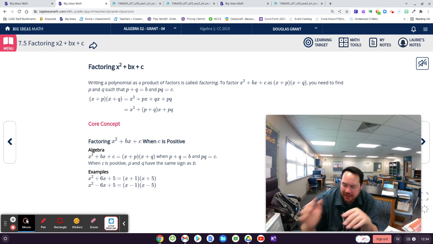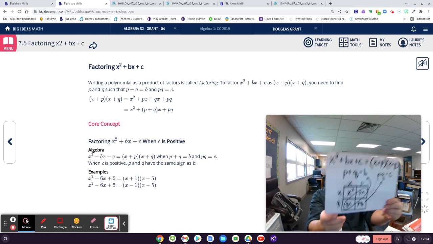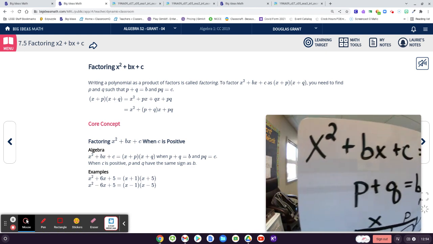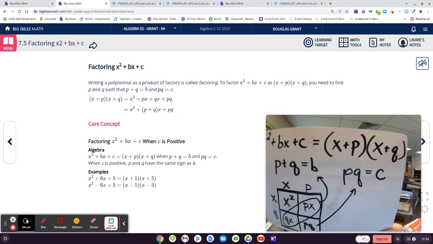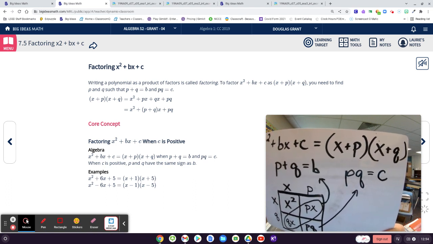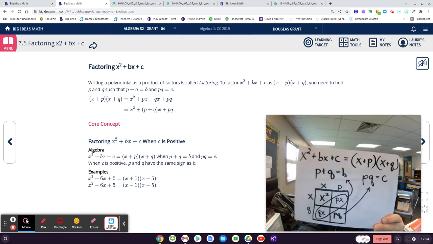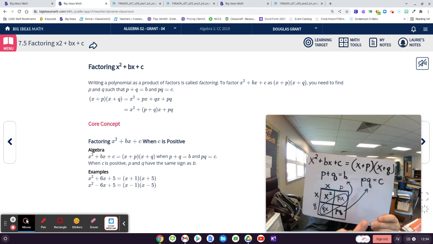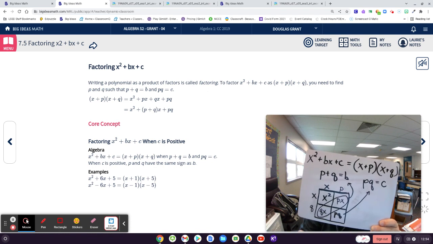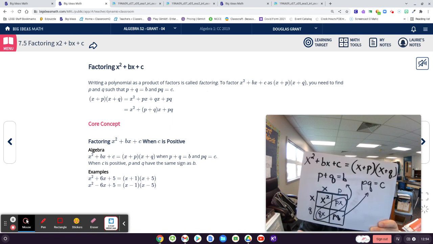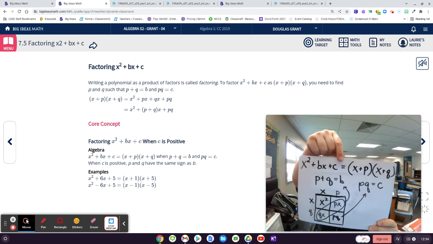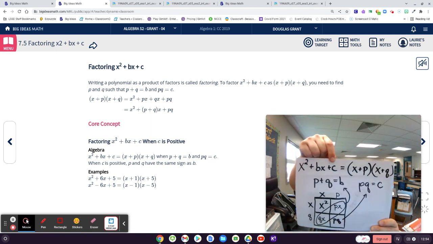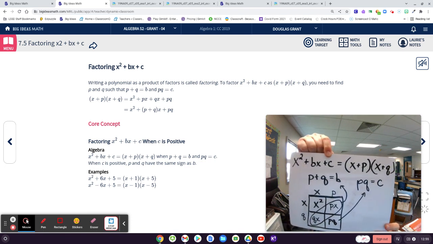So basically what this says is when you're factoring something like x squared plus bx plus c, and b and c are just numbers, we want it to end up in this form where p and q are numbers. And remember that when you're foiling these things out, the two constants, P and Q, when you multiply them, that gives you the C value. That comes from P times Q multiplied together.